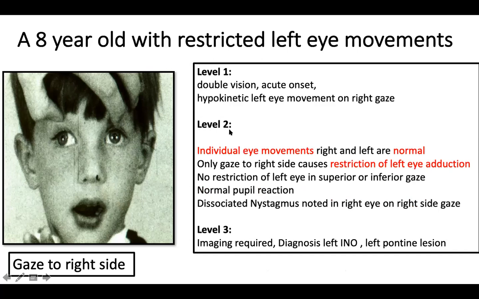So this child is having a hypokinetic movement on the right gaze. His left eye doesn't move, especially when you are looking for version. Individual eye movements are normal, but on gaze to the right side, there is a restriction of your left eye adduction. There is no restriction of left eye in superior or inferior gaze.